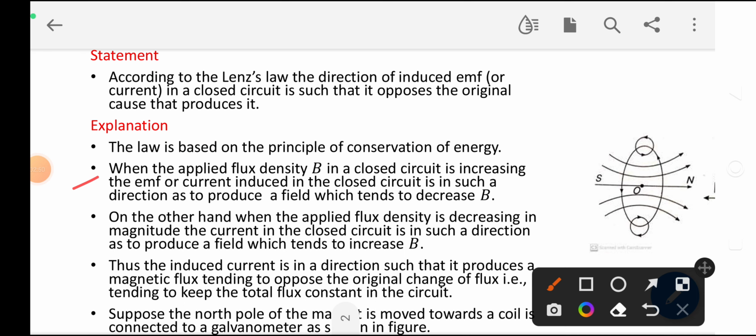Next, when the applied flux density B in a closed circuit is increasing, meaning the number of lines of force is increasing, the EMF or current induced in the closed circuit is in such a direction as to produce a field which tends to decrease B. So B produces this field, and this field is decreasing B. That is why it is called Lenz's law.